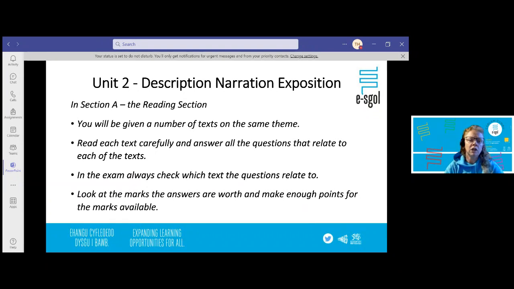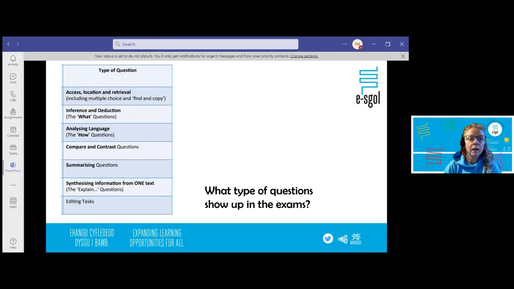You know that you're going to be given a range of different texts. You're going to have between 5 and 7 texts, all on the same theme. So make sure you answer carefully and relate those questions to each of the texts. Remember when it says text A, you only answer the questions on text A. And then when it says text B, you change and look at text B to answer the next questions. Always make sure you answer with enough points for the marks available.